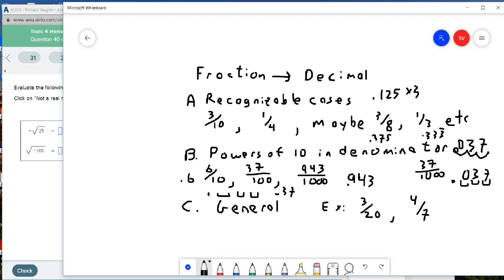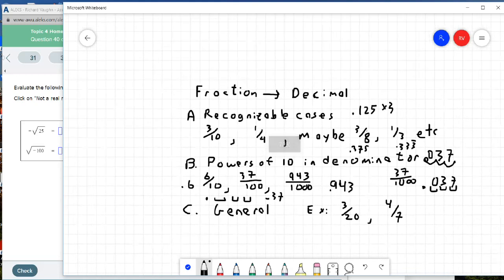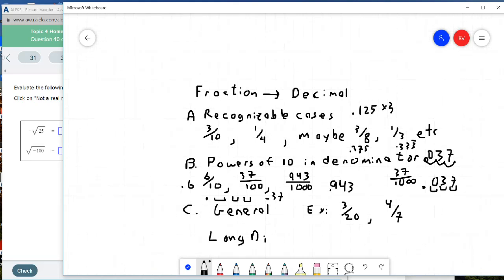All right, so I don't really want to take that approach here. I don't want to take the approach of trying to figure out if I can turn this into a power of 10, but the more general approach here is just to use long division. And you're going to long divide as much as you need to until the decimal either stops, meaning you get 0 remainder, or it starts repeating itself. So I'm going to do both of these examples, 3/20 and 4/7, but we're going to do them on a new screen so that it doesn't get too crowded. We'll start with 3/20.